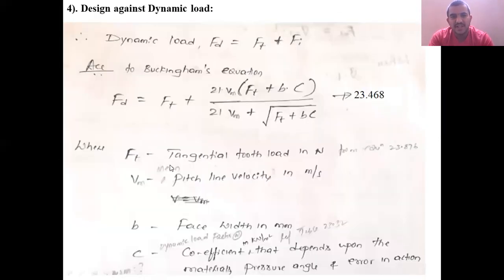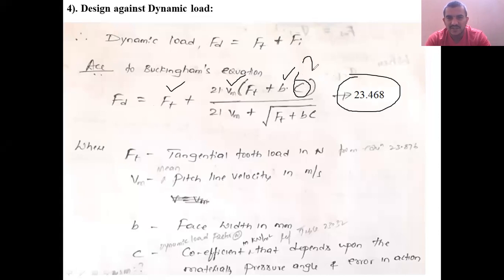Step number 4, design against dynamic load. It is similar to the spur gear, but the equation number changes here. Ft is equal to Ft plus 21 times Vm, Ft plus B into C. Ft we already know, the tangential tooth load. Vm we also know. Face width we also know. The only unknown is C. What is the equation number here?